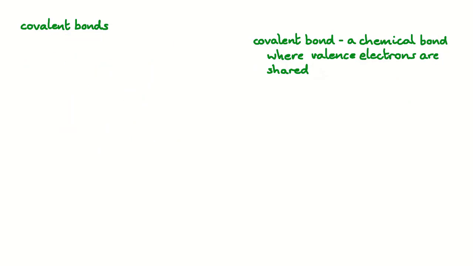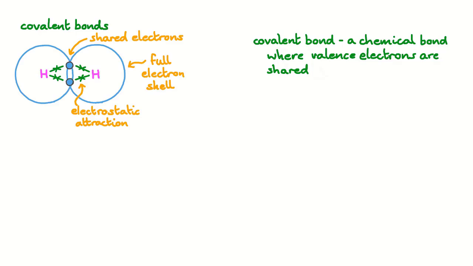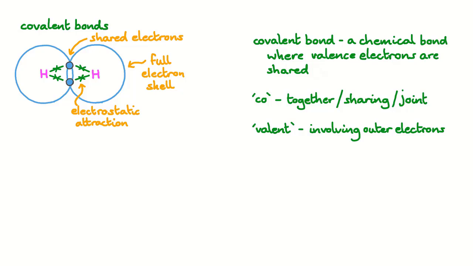When atoms bond and share their electrons, they form what we call a covalent bond. Shared electrons are attracted to each nucleus, and these electrons help fill the outer shells of each atom. The co in covalent means together or sharing or joint, and valent refers to the outer electrons involved.